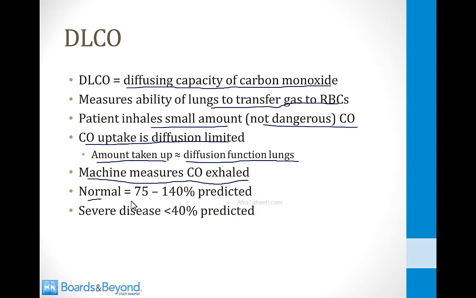A normal result is about 75 to 140% of predicted, and patients who have severe interstitial lung disease have a very low DLCO, less than 40% of predicted. Essentially, the interstitial lung disease interferes with the ability of the body to uptake carbon monoxide, and therefore they will have a very low DLCO.